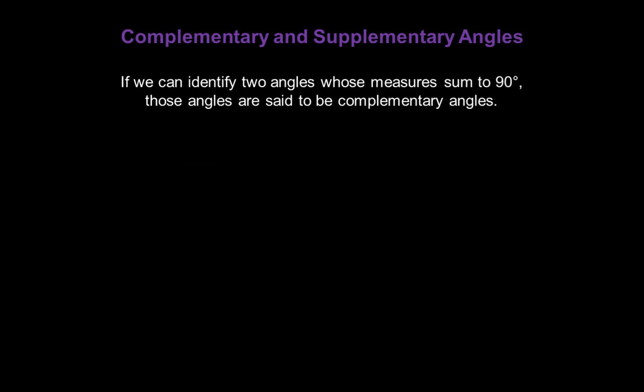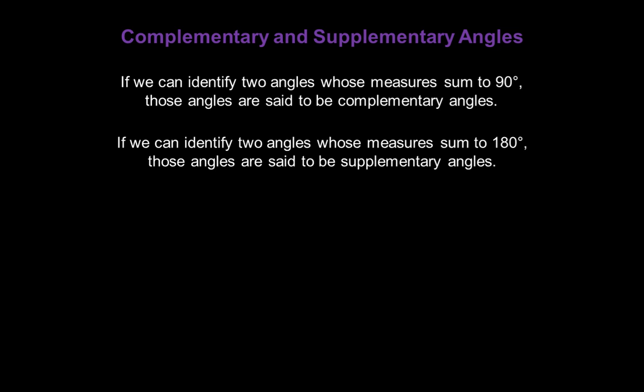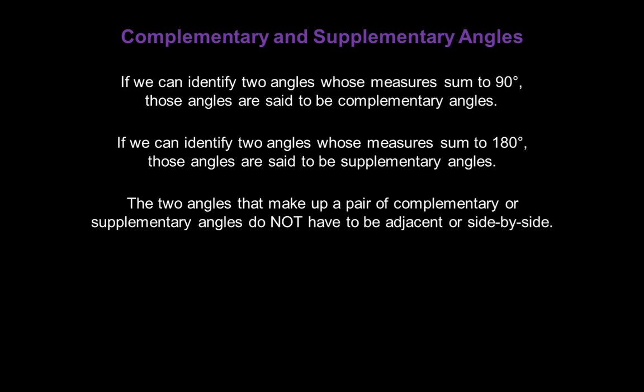Now let me address a couple of special types of angles: complementary and supplementary. If we can identify two angles whose measures sum to 90 degrees, those angles are said to be complementary angles. If we can identify two angles whose measures sum to 180 degrees, those angles are said to be supplementary angles. Now, the two angles that make up our pair of complementary or supplementary angles do not have to be adjacent or side by side in our figure.